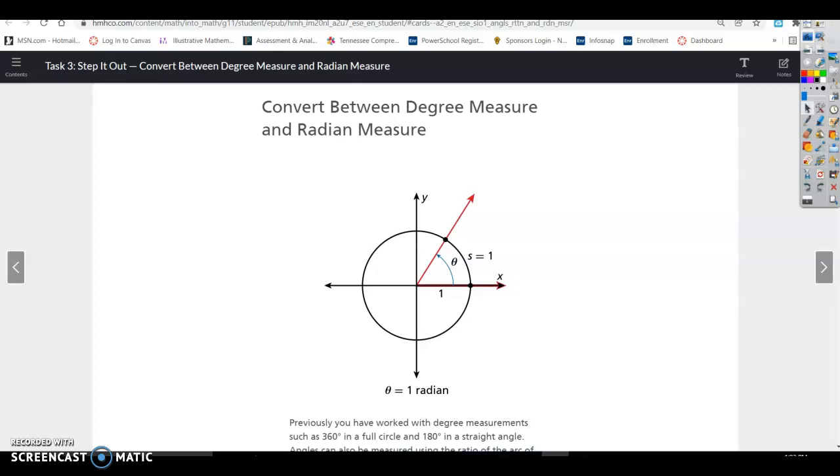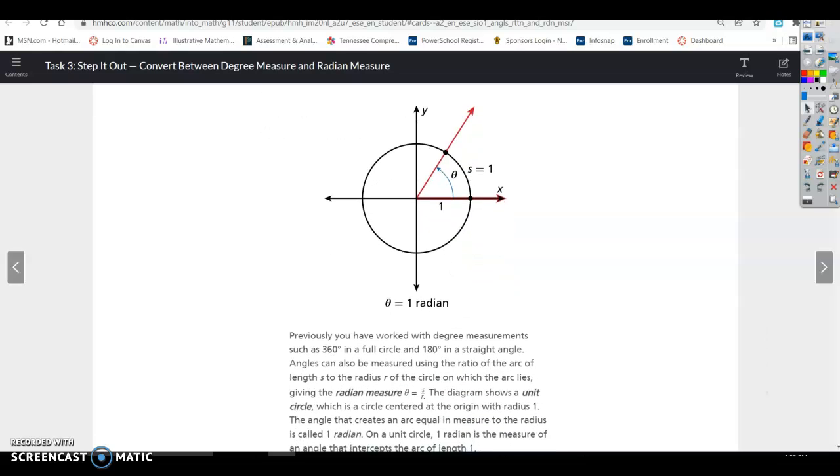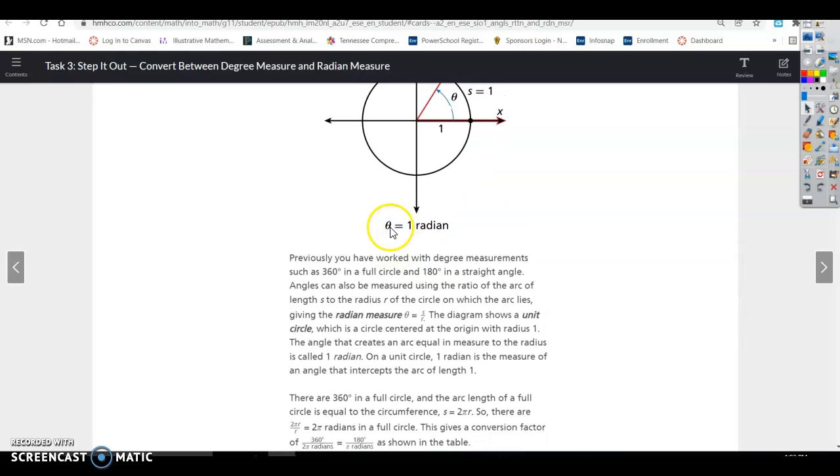Lesson 15.1, task 3. Convert between degree measure and radian measure. All right, so it gives you a picture here, and you can see this one has a radius of 1, okay? And we're still using the symbol theta to represent this angle measure. And then the side length of the arc is equal to 1. So this says degree equals 1 radian.